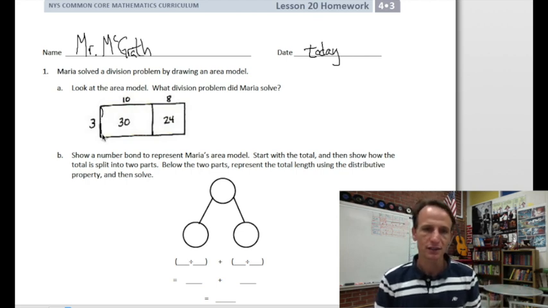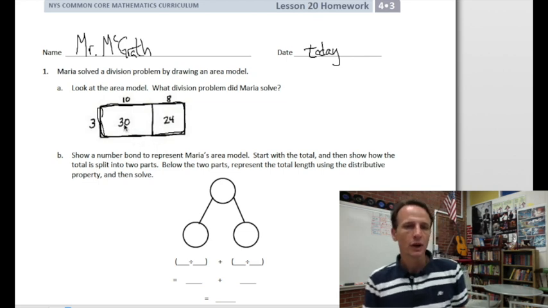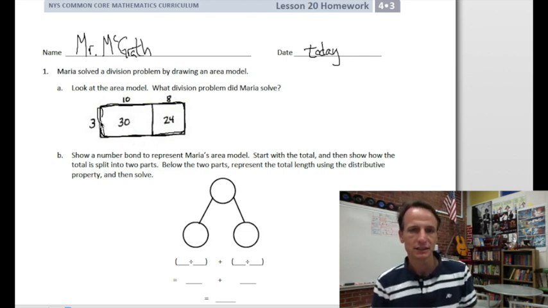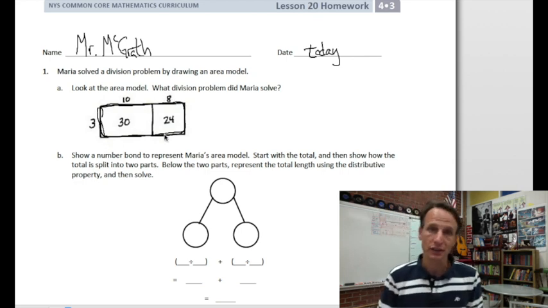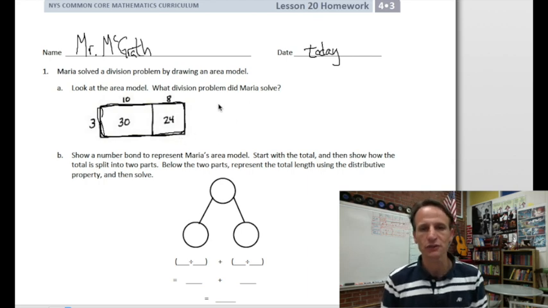So I'm going to trace over Maria's area model here. This all the way around here, that is the product of this factor and this factor. Okay, so she has 30, which is 3 times 10, and 24, which is 3 times 8. Notice I traced the full outline there. So how many square units are there inside there? Yeah, 54. So 54 is the number she started with because this is division.